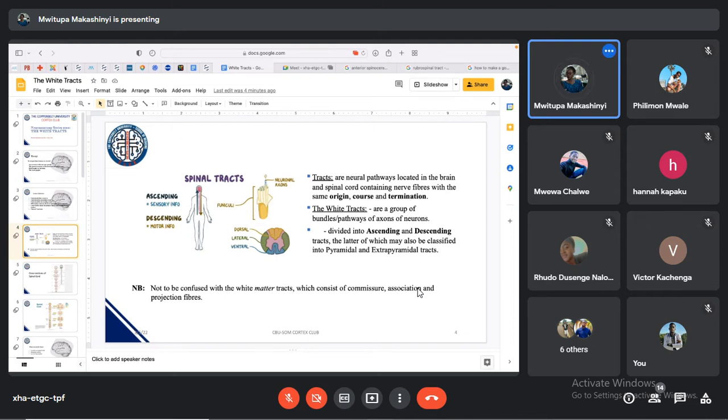Now, white tracts are divided into the ascending and the descending tracts, and then the descending tracts are also further subdivided into the pyramidal and extrapyramidal tracts.